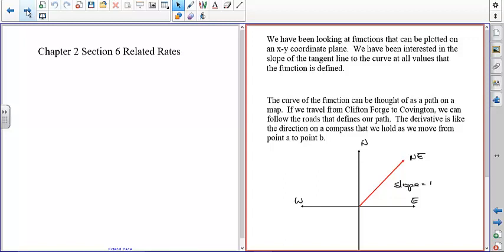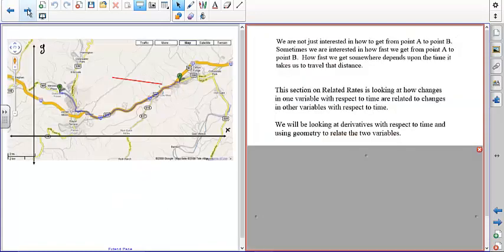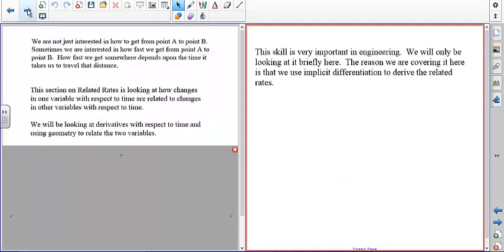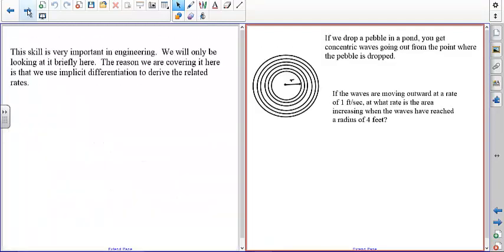So to talk about how quickly we get there, we have to take the derivative with respect to time instead of with respect to a dimension or distance. So we'll skip all of that stuff. And as I said, it's important in engineering. So let's look at an example here of how these problems work.